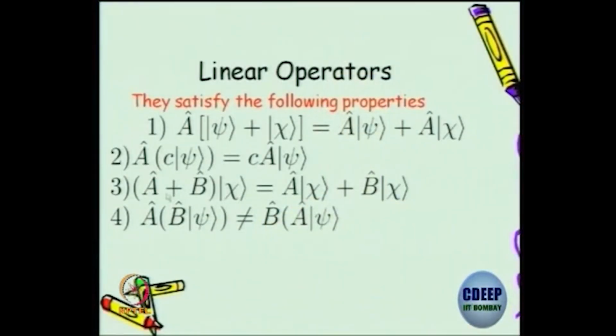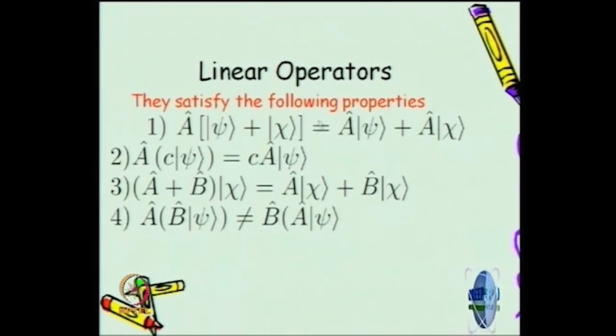The second property is that if there is a complex scalar multiplying psi, you can take the operator to operate on the state psi and bring out the complex number. And you can also have the sum of two operators on an arbitrary state written as the operator on each state, summed up. If you have two operators, the product earlier was the sum. If you have a product, when will this be equal? Only when AB is the same as BA.